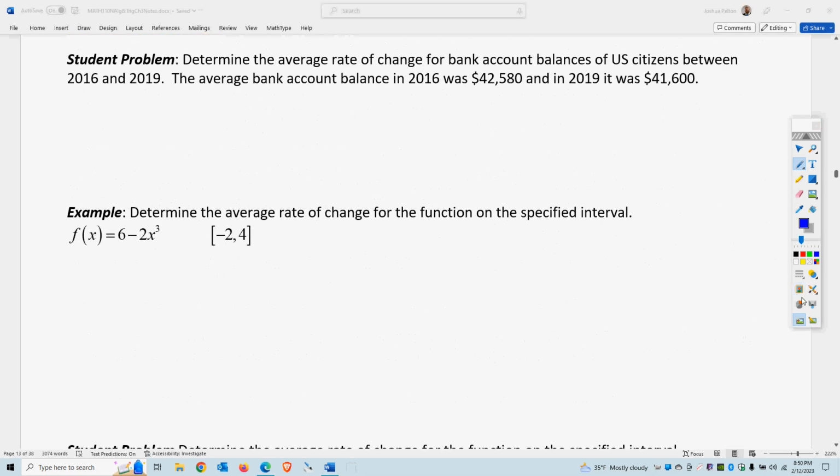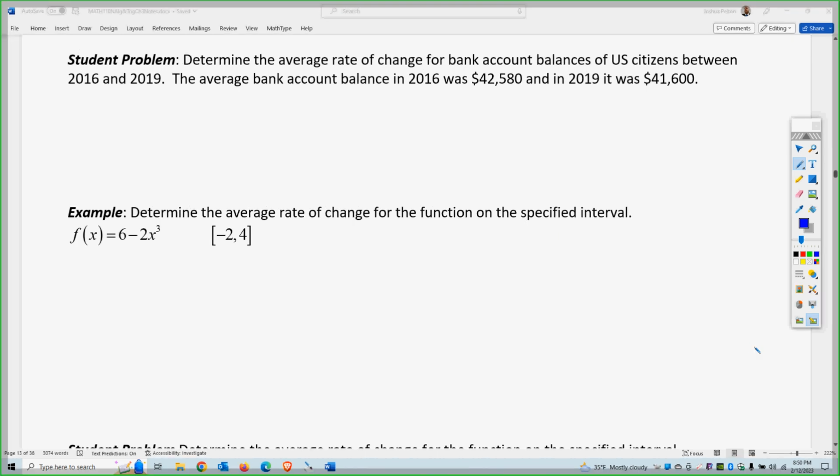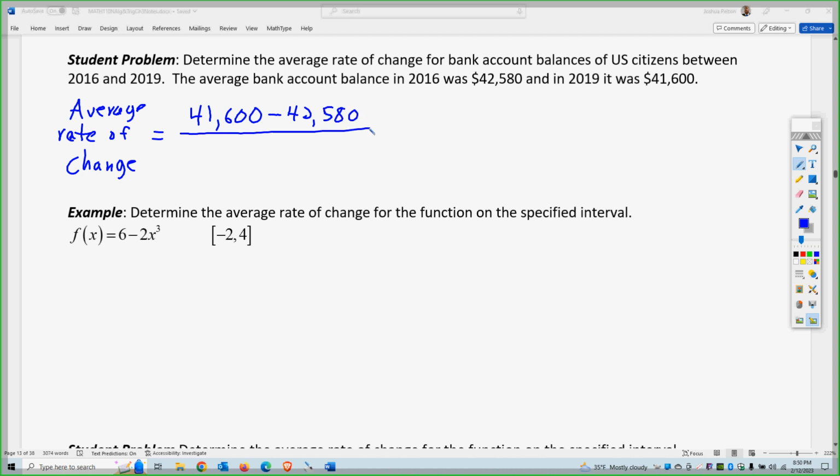Okay, so the student problem does the average rate of change for the bank accounts of the U.S. citizens. Okay, so the average rate of change equals, right, so the most current is 41,600 and the past is 42,580. Okay, so we have 2019 current minus 2016 past. So most current minus past.